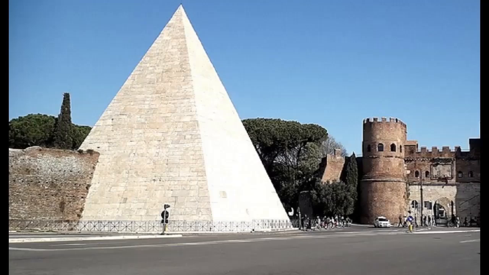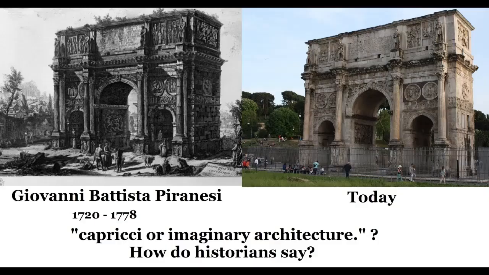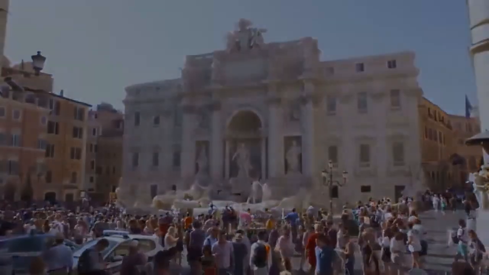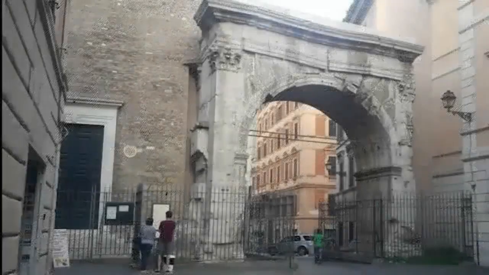The renovation of the pyramid is done in such a way that inscriptions or other clues that could cause questions are no longer visible. Capricci, or imaginary architecture. How do historians say? Really? We can say that Piranesi's Capriccio whim consisted in recording the visual information about the archaeological artifacts as accurately as possible. Giovanni Battista Piranesi dedicated his entire life to recording artifacts on a medium that would be as durable as possible over time so that the information could reach us.